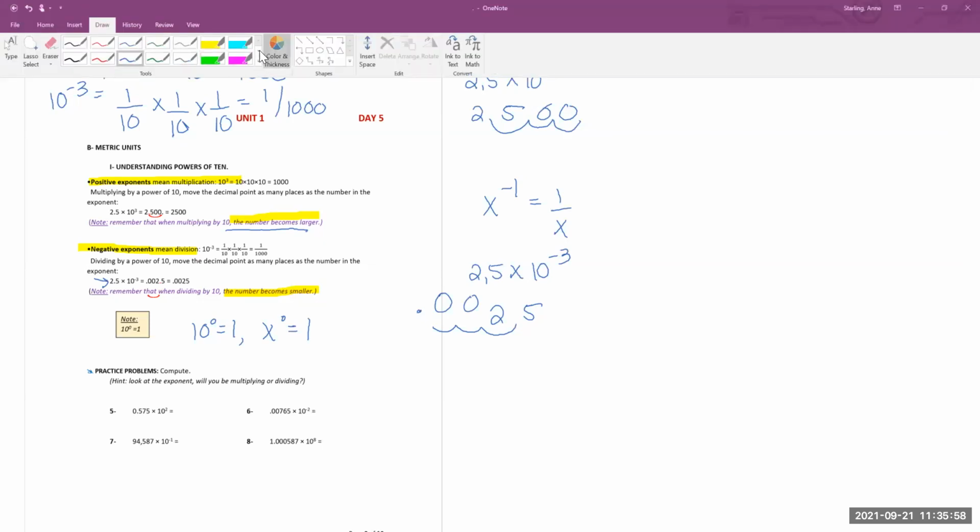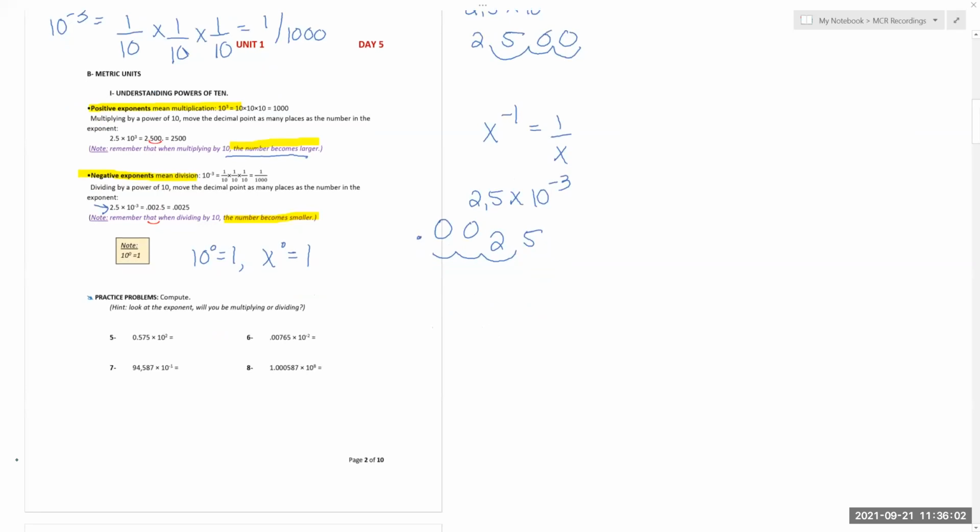So pause the video, try questions 5 through 8, moving those decimals. So once you've tried them, this is multiplying. So this is 0.575 times 10 twice. So 1, 2, it's going to make it bigger.